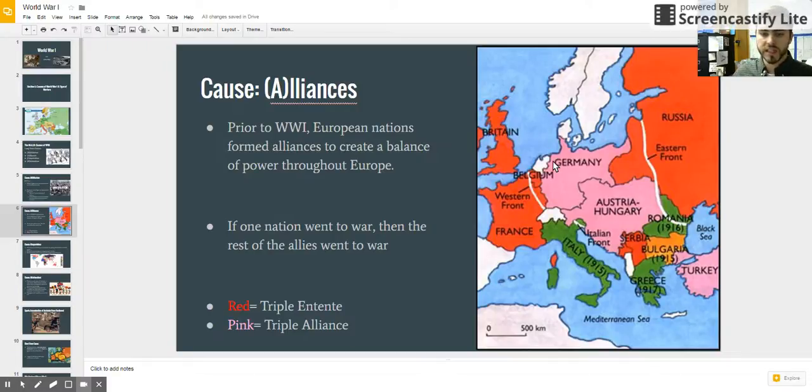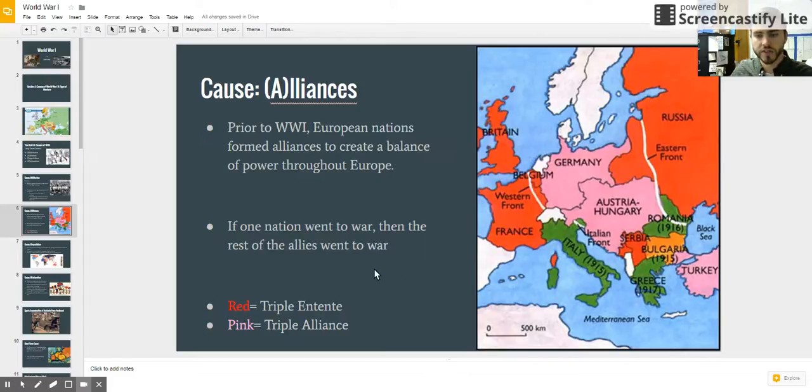Another big part, and you got to understand this, was the alliances or friendships between the nations. And they basically went like this. If you were a member of an alliance and one of the members went to war, then it was your obligation to go to war with them. Okay. The problem was there were two big alliances. You had the Triple Entente and the Triple Alliance.